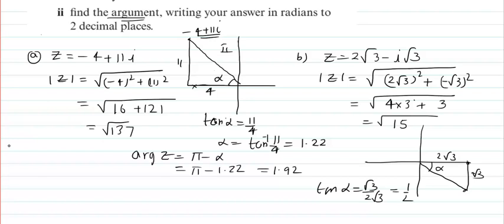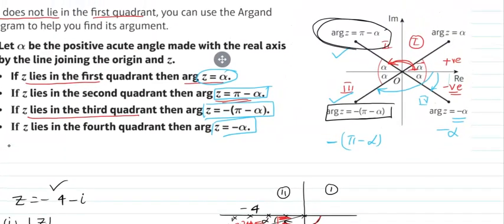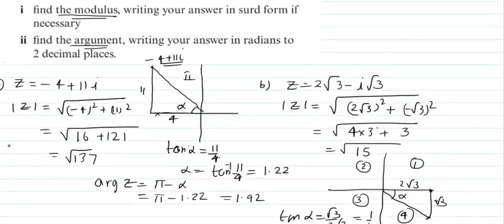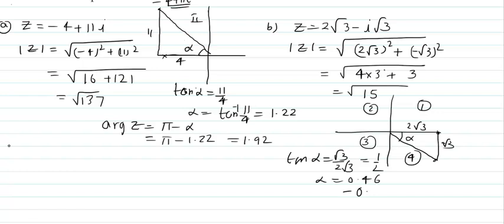Okay, what should be the argument z here? This is the first quadrant, second quadrant, third quadrant and fourth quadrant. So in the fourth quadrant, argument z will be given by minus alpha, right? So let's put it here. So it should be minus alpha. So how much should it be? Minus tan inverse of 1 by 2, and alpha you will find it. It should be 0.46. So argument will be minus 0.46. That is your argument z. That is minus 0.46. Okay.